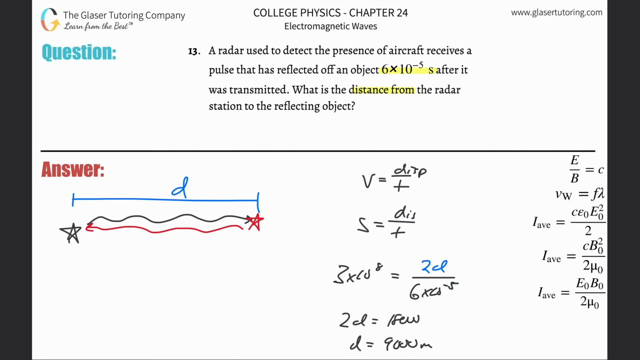So just be careful. This goes back to consistency. Whatever time value you're putting in here, that's the distance you're going to be calculating. So if it's the time that it took to go to the aircraft and then come back, that's also the distance you have to plug in, 2D.